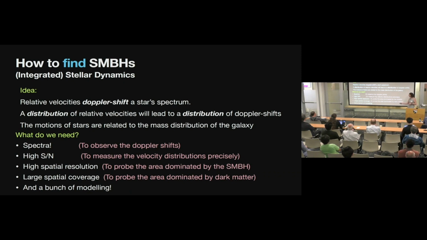We also need both high spatial resolution and large spatial coverage so that our observations extend all the way from the region where the black hole at the center is dominating the potential all the way out to where dark matter is. And we want to do a bunch of modeling with this.